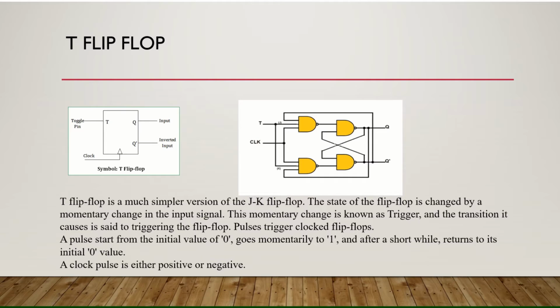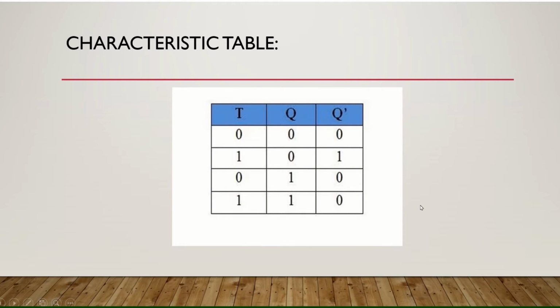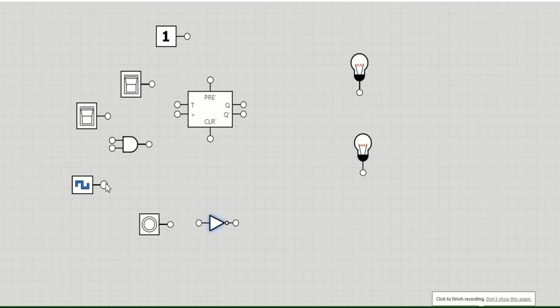A pulse starts from the initial value of 0, goes momentarily to 1 and after a short while returns to its initial 0 value. The clock pulse is either positive or negative. This is the symbol and the circuit diagram for the T flip-flop. Here's the characteristic table. Next, we'll see the simulation for the T flip-flop.